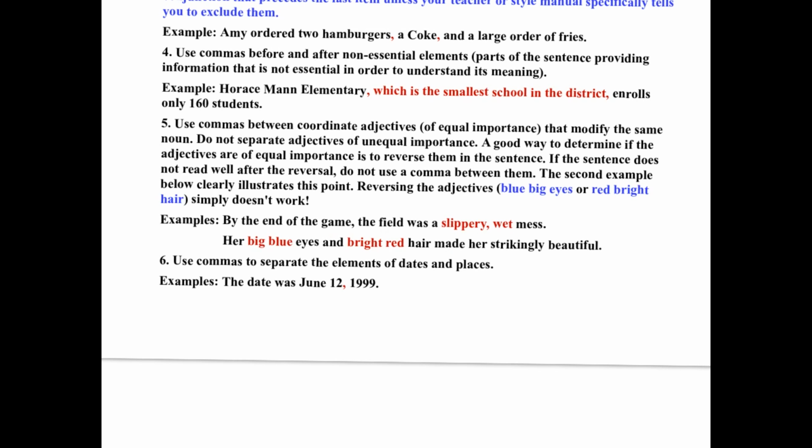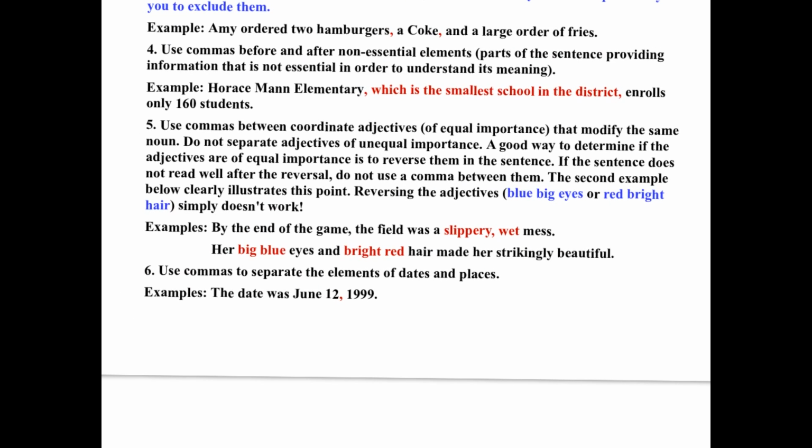Use commas between coordinate adjectives of equal importance that modify the same noun. Do not separate adjectives of unequal importance. A good way to determine if the adjectives are of equal importance is to reverse them in a sentence. If the sentence does not read well after the reversal, do not use a comma between them. That's a great tip. The second example illustrates that point. Let's take a look at it.